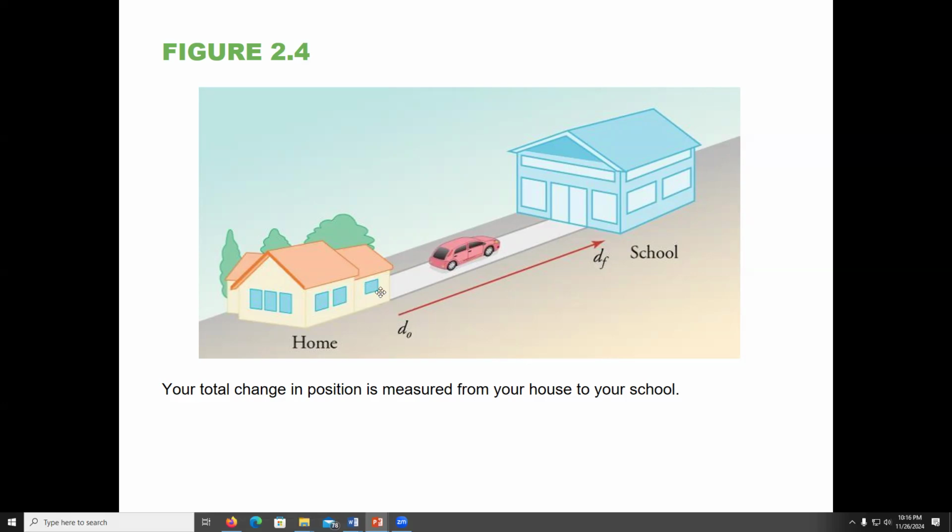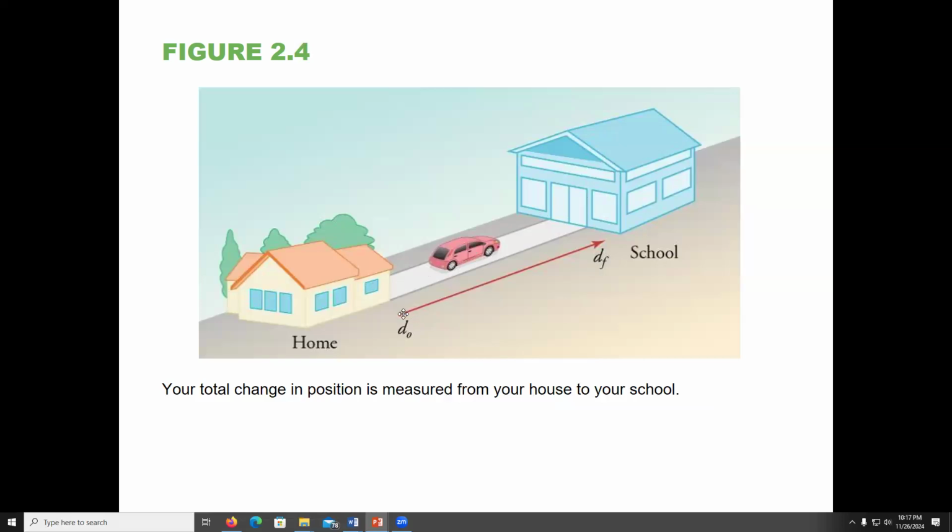So if you're driving your car from your home to school, your total change in position is measured from your house to your school. So that is here, this could represent the distance. So if the school is a mile away from your home, the distance you travel going to the school is 1 mile. Coming back from the school, that's 2 miles.